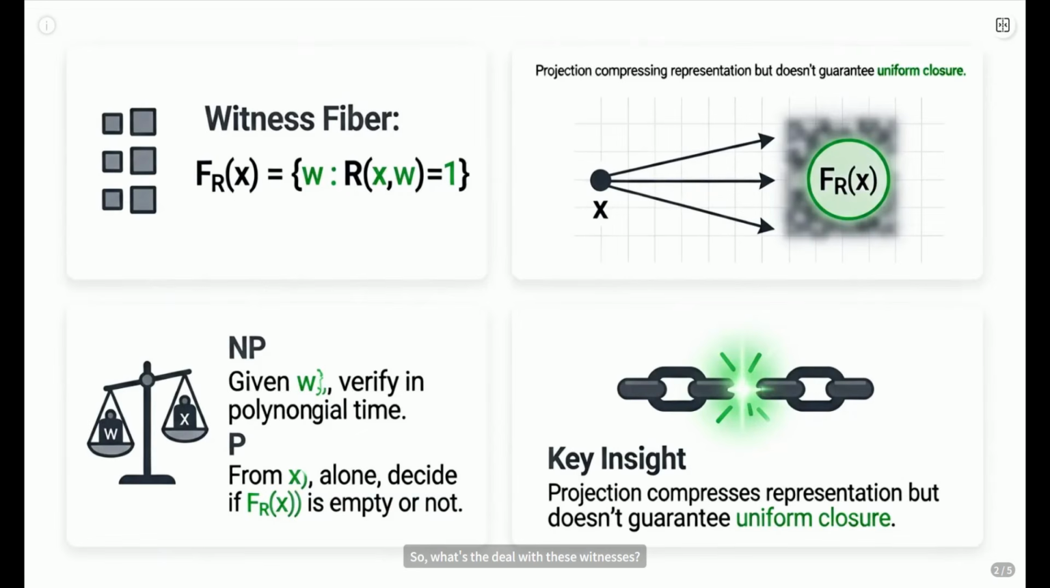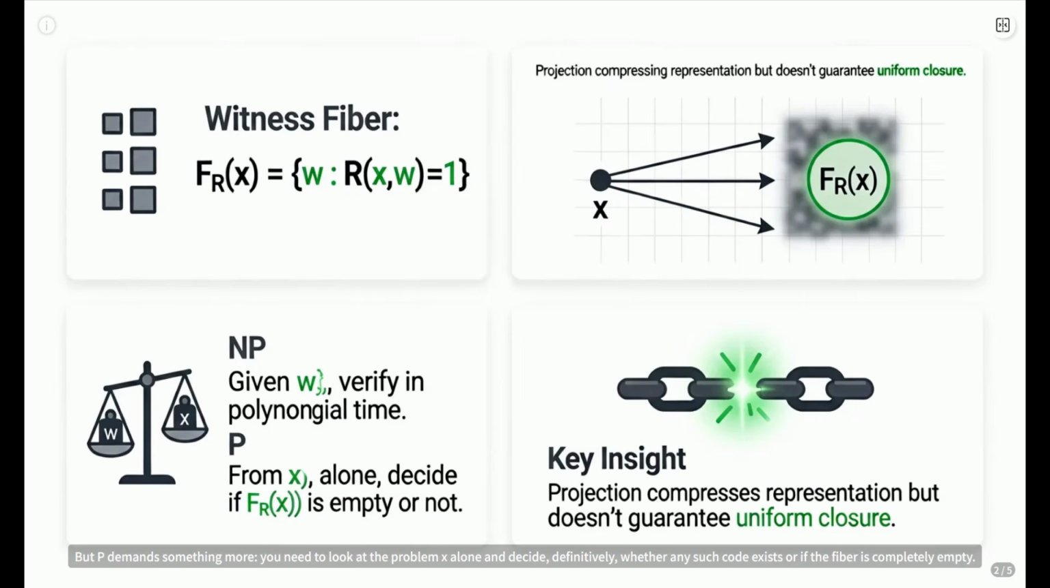So what's the deal with these witnesses? Think of the witness fiber F sub R of X as the entire collection of possible secret codes W that work for a given problem instance X. For NP, if someone hands you a code W, you can quickly check if it's valid, easy peasy.